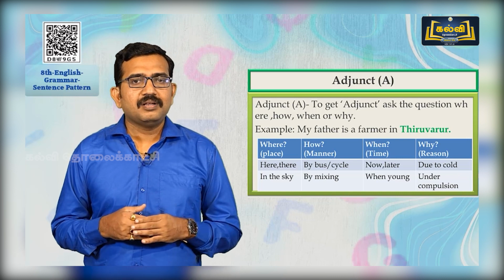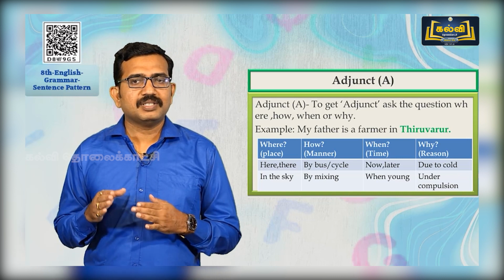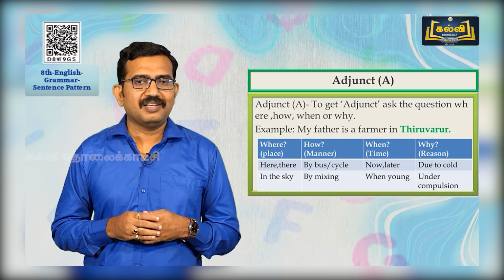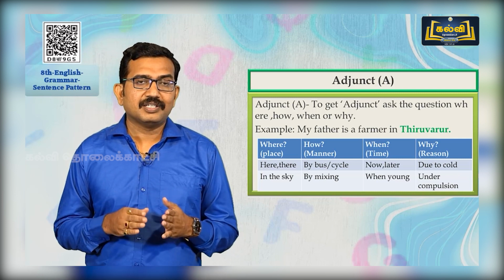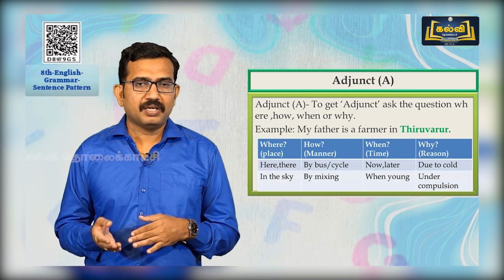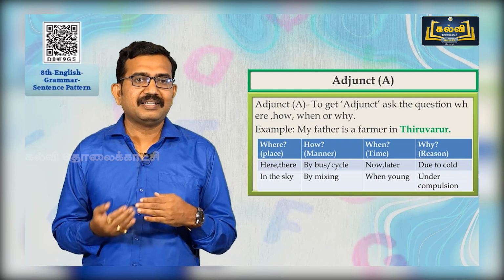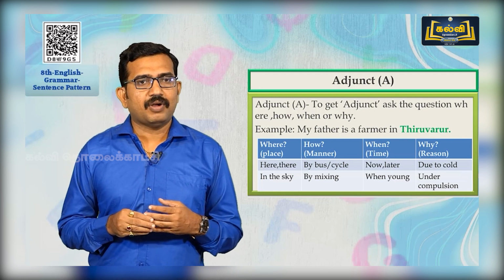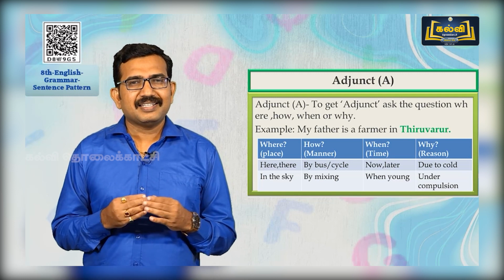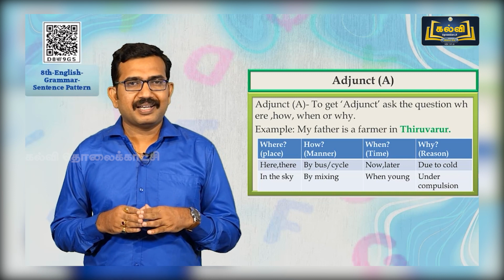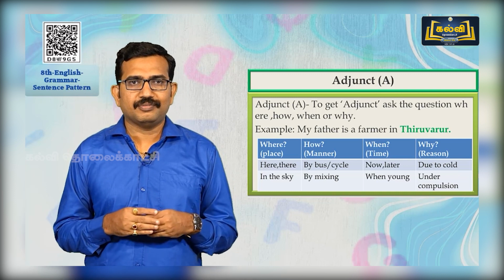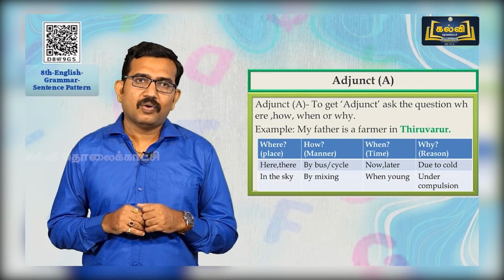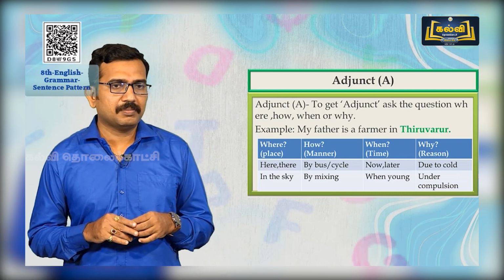For example, my father is a farmer in Tiruvarur. So Tiruvarur answers the question, where is your father working as a farmer? So where, it gives the answer. So all these questions, think of this: where, how, when and why. I can say easily, if you want to remember adjunct, it is additional information. If you remove that also, the meaning will not change. Okay, so that you can easily remember this.